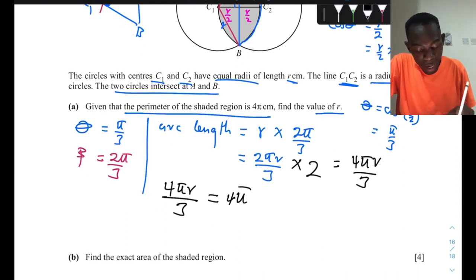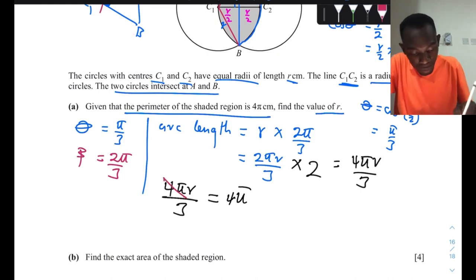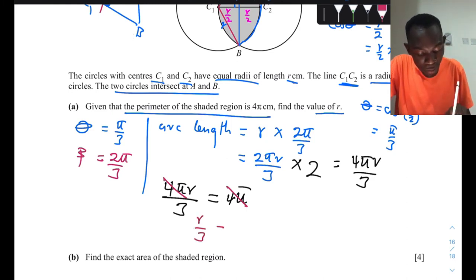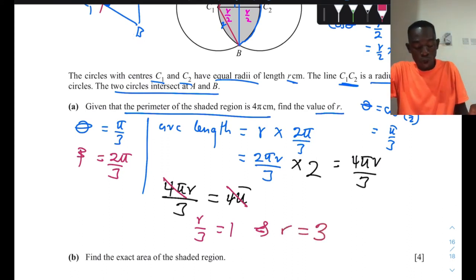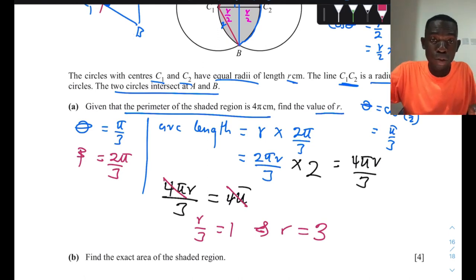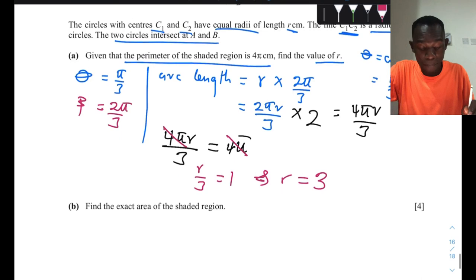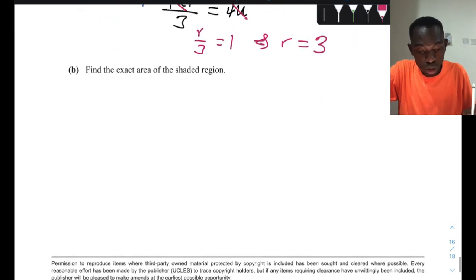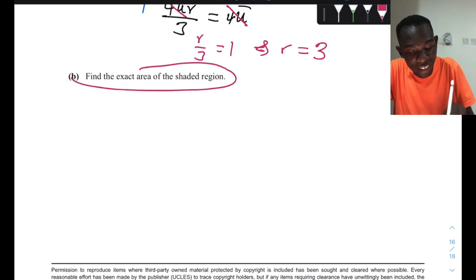Okay, then I can say that this 4 pi will cancel this 4 pi. All right, that means that r over 3 is equal to 1, which implies that r is 3. Or you can just cross multiply and then solve for r, and you also get 3. So you are done.